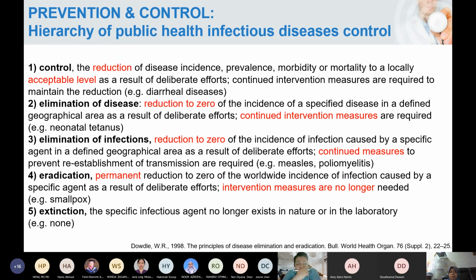Now the hierarchy of public health control. Okay, control, we try to control. Now we are at the stage of trying to control COVID-19 to reduce disease incidence to an acceptable level. Even dengue, we control to reduce to an acceptable level. It means if COVID-19 is at an acceptable level, our front line will not collapse from exhaustion. That's why we try to reduce. Continued intervention. Okay, elimination.